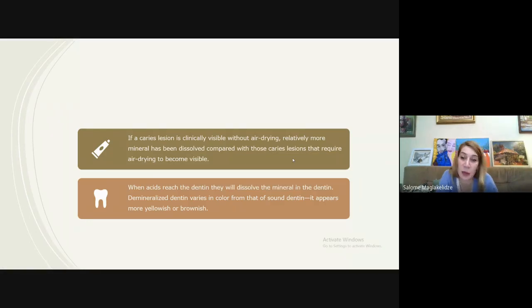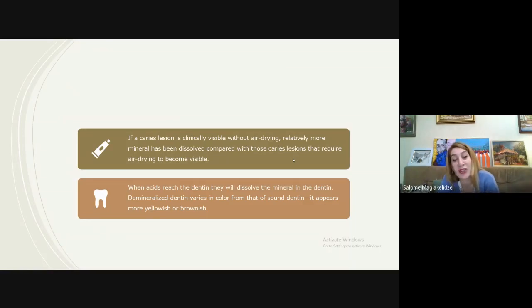So if the lesion is clinically visible without air drying, that means the minerals have dissolved more, compared with those carious lesions that required air drying to become visible. So if you see some kind of color change without any drying, that means we have a deeper situation than in the cases when we need an air dryer to see if there are some changes.